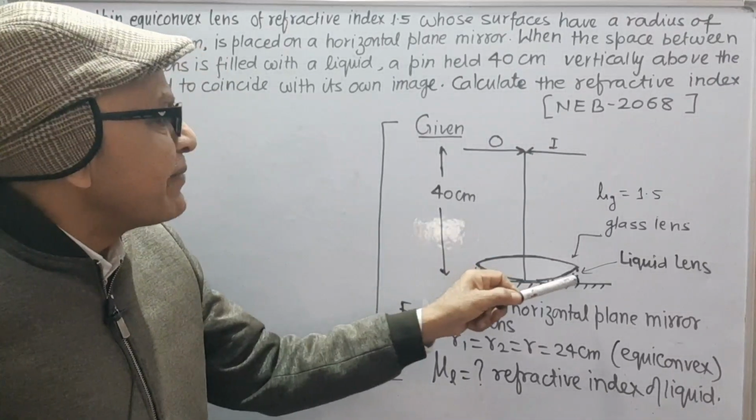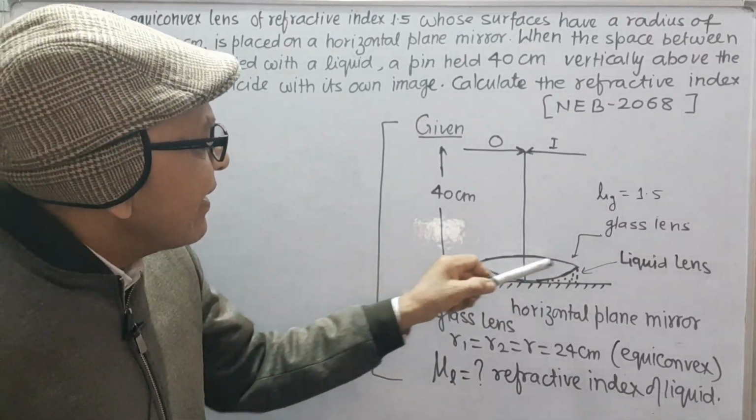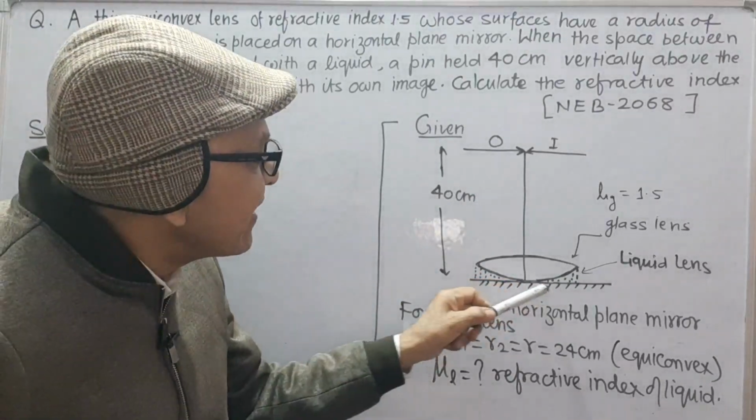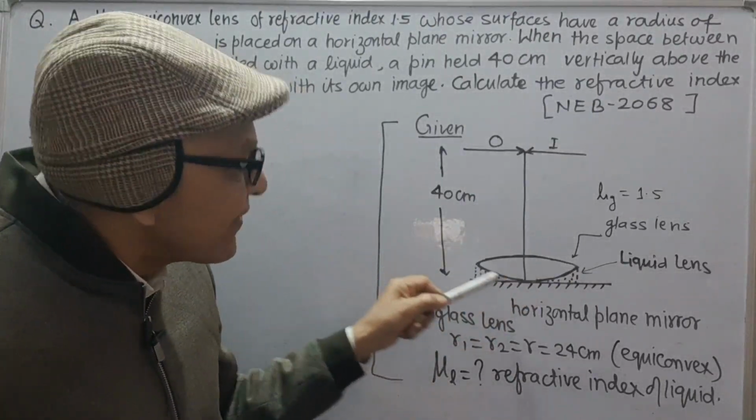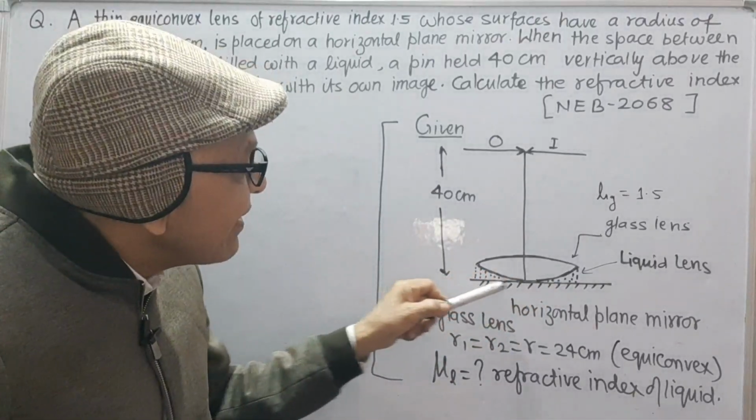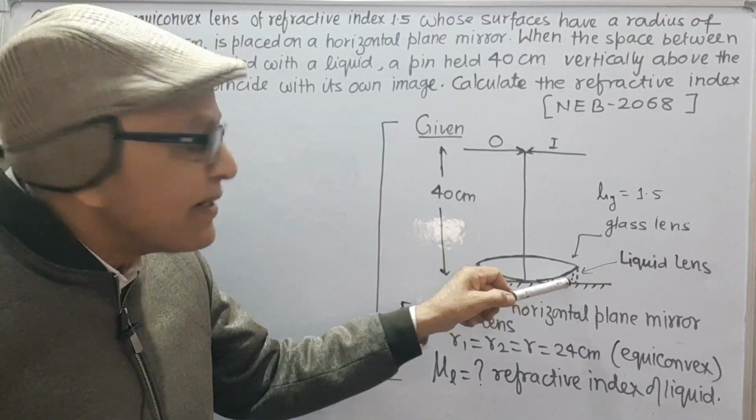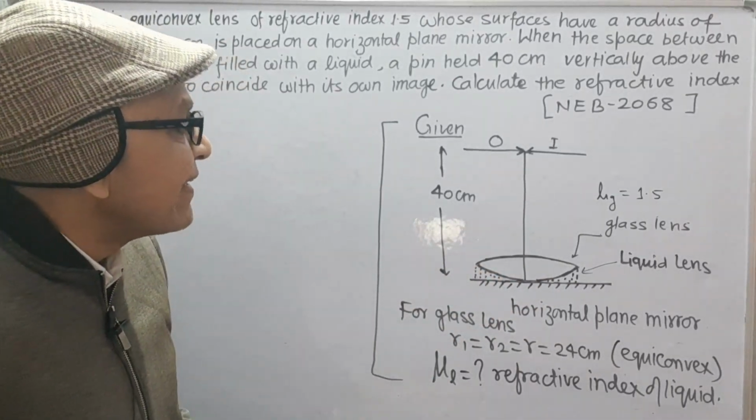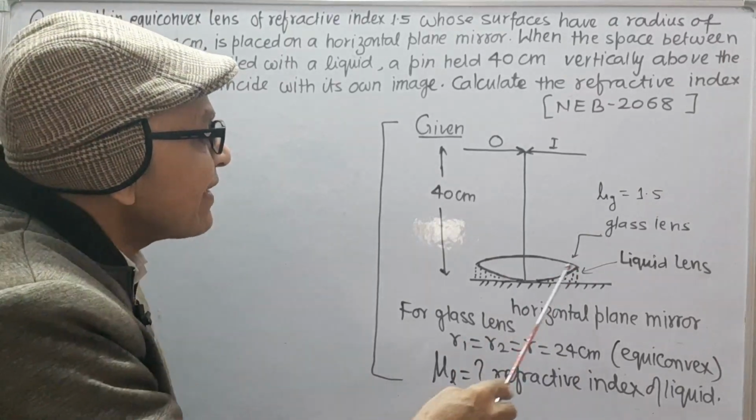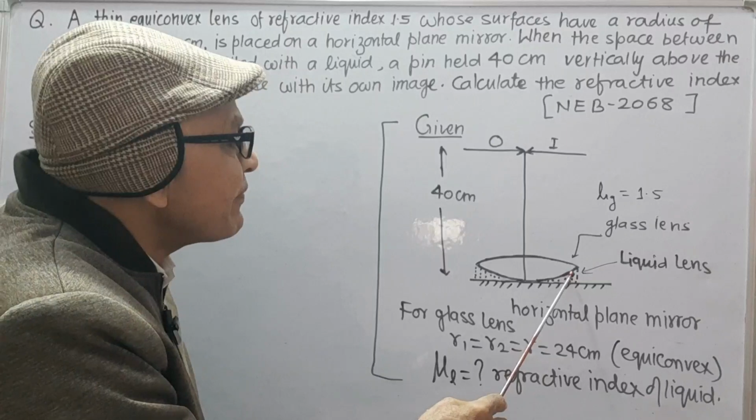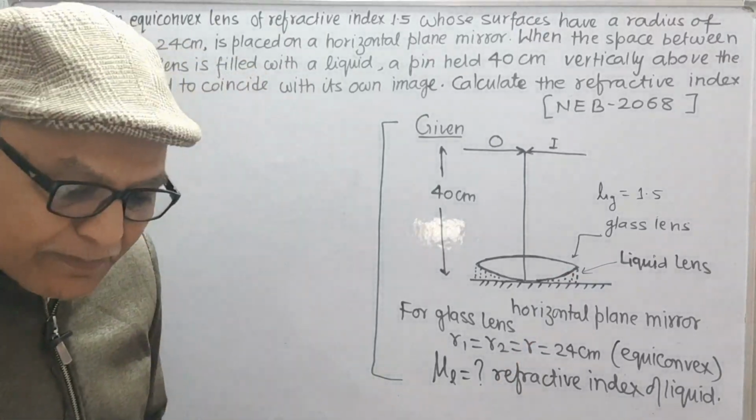As it is clear from the diagram, this is glass lens and liquid also forms a liquid lens which is plano-concave lens. One surface of liquid lens has infinite radius of curvature and the other surface is getting its shape from the glass lens, but being concave, its value will be negative.